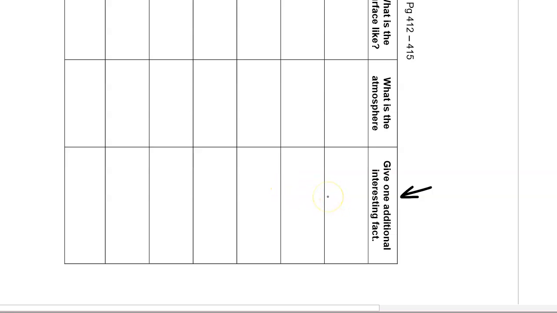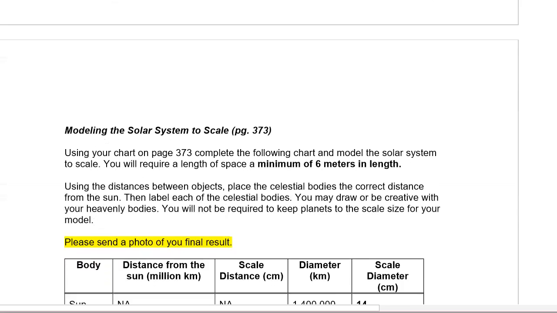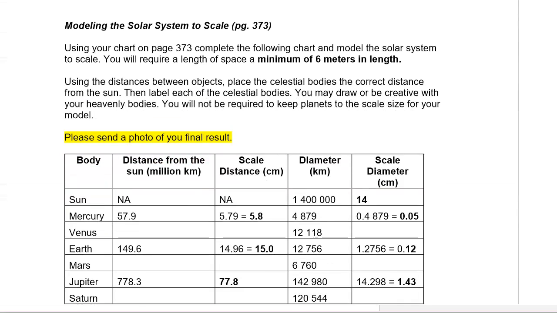I do suggest that you actually print it off and scan or take a photo, because one of the things in your unit book, and we're going to have to modify this assignment, is the modeling of the solar system to scale. Now, this is an assignment that we've modified. You're still going to need 6 meters of length in terms of space, so this is going to need to be done in a hallway. You're going to send a photo of your final result as well as an attachment of this.